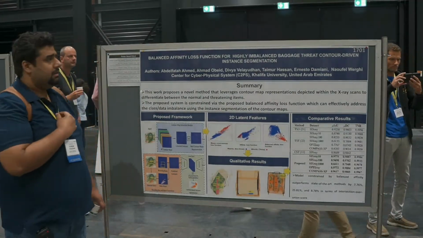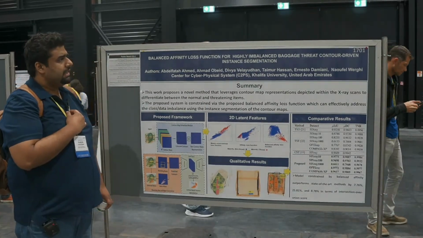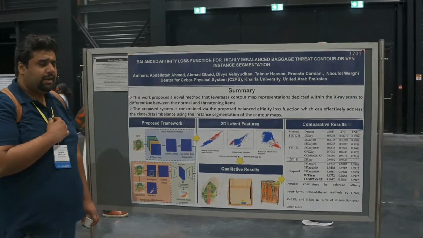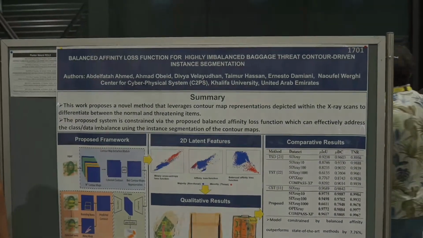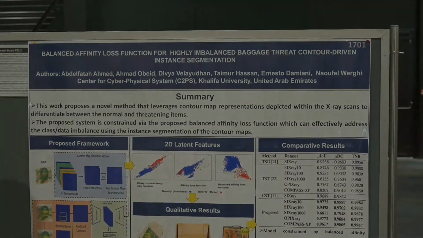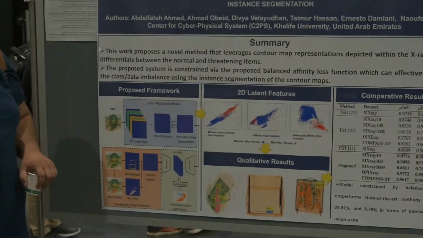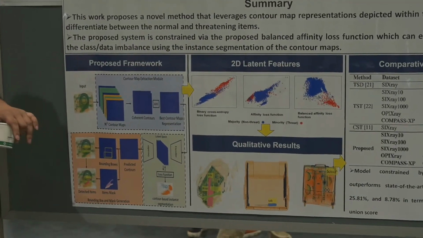Hello everyone. Here we are presenting our work related to a balanced affinity loss function to detect highly imbalanced threats depicted within the X-ray scans. Here we address two of the major challenges faced in aviation security. First is clutter. Within X-ray baggage, it's very difficult to identify items from the 2D scans because of the occlusion and the clutter depicted within it.